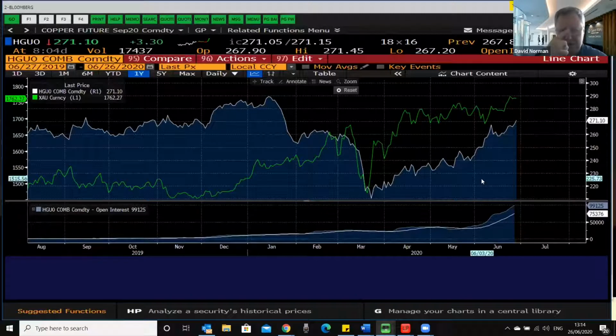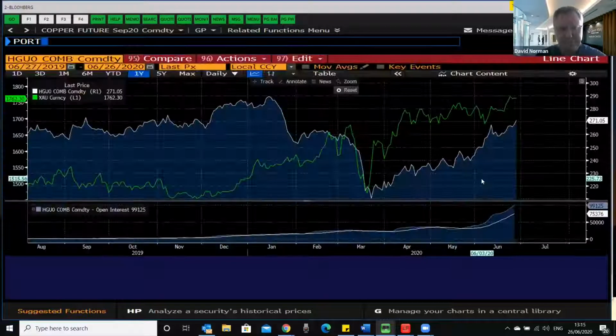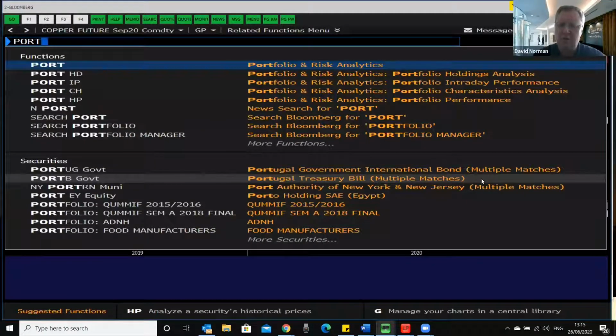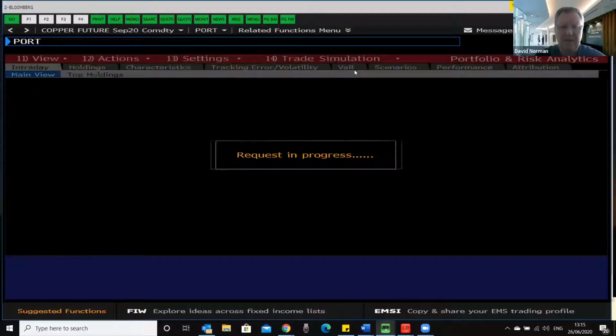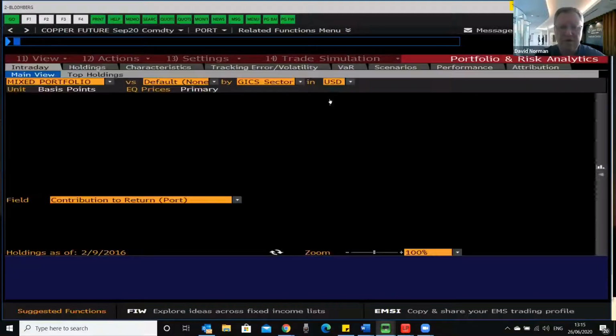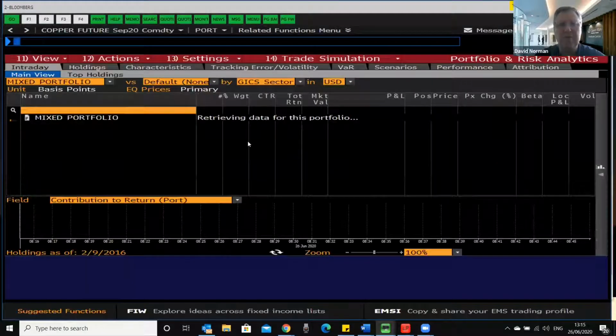Now, one of the very interesting areas that we've been discussing recently in classes is the portfolio section. And for students that want to get into analysis or asset management, the portfolio and risk analytics section is extremely useful. And we can see that I'm loading the PORT function, which gives me a way to look at portfolios and do analysis on them as well.